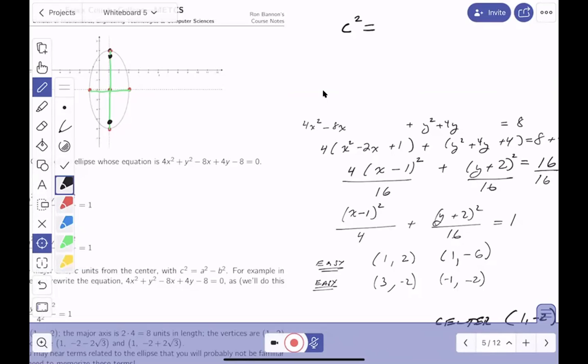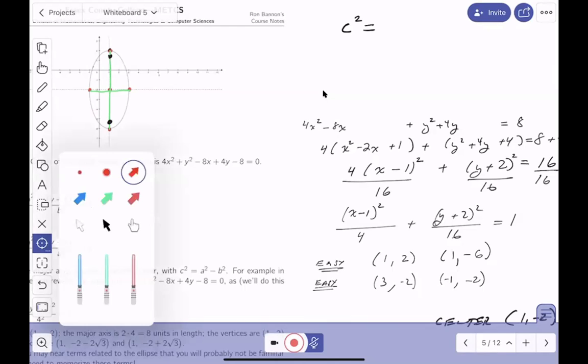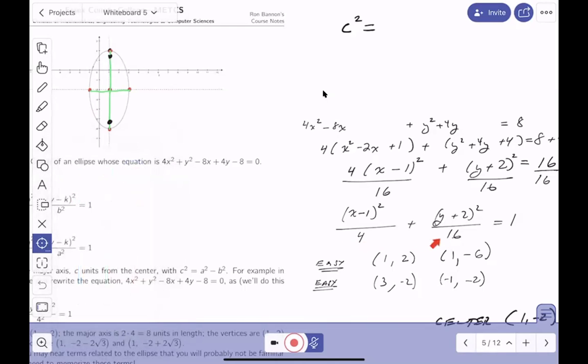I want to point out what I mean by this. The c is going to be the distance in from the center to the foci. How many foci are there? There are 2 of them. But then the question is, how do I get the c? Well, it's really the c squared I'm looking for, and what's it going to be? I'm going to emphasize what this is. It's the difference between these 2 numbers over here. Well, the difference between 4 and 16 is 12.